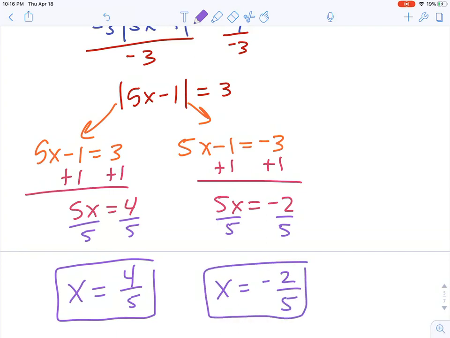And again, both of these solutions can be checked by substituting them in one at a time back into your original problem.